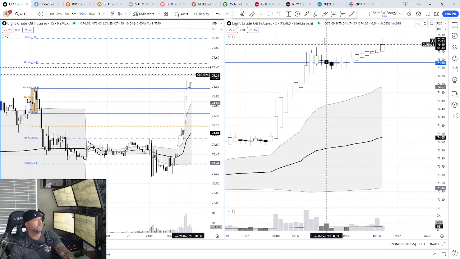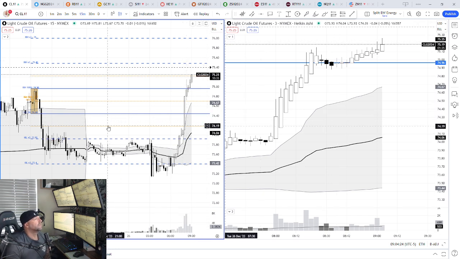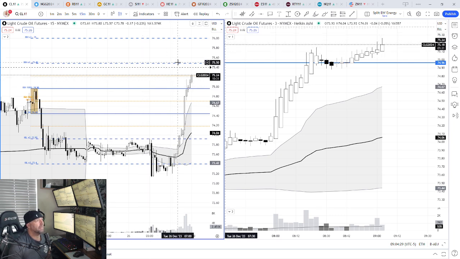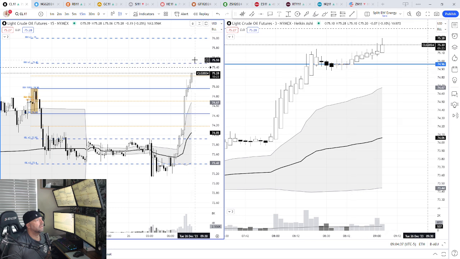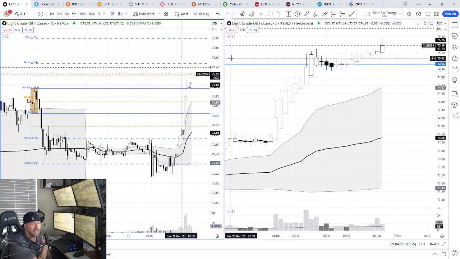So oil got up to that next level. So we're at the 50% mark on Friday's session. What I'm really interested in is a short at this 75.49 level. That's 2x initial balance from Friday's session, if we can get there.